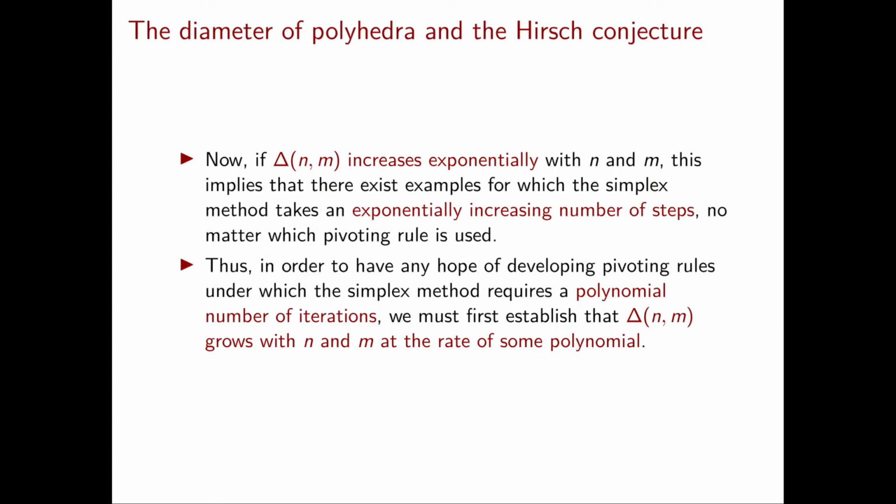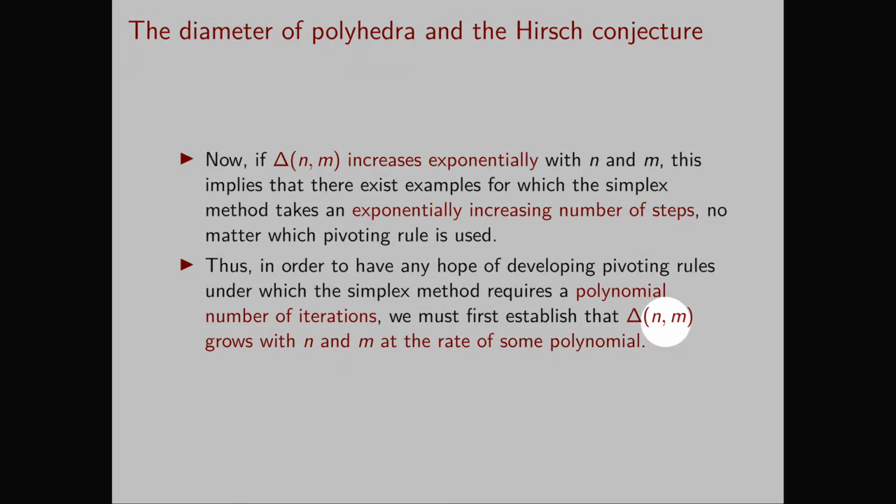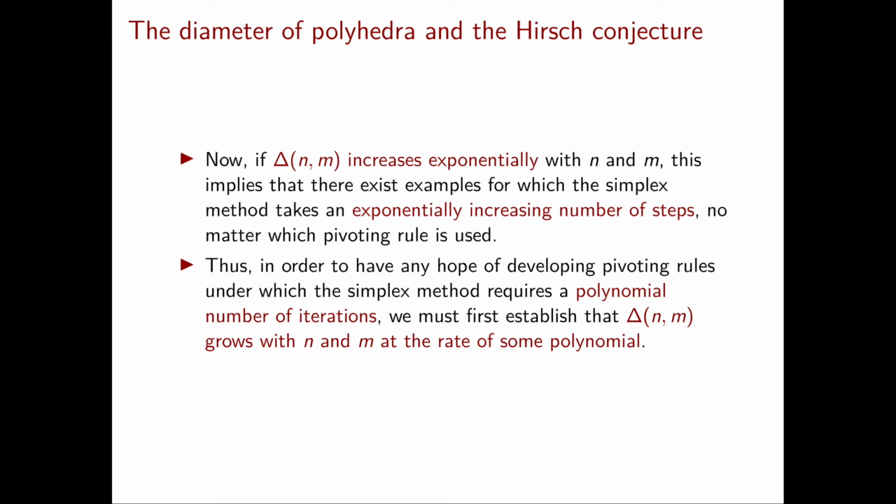Now that we've defined delta, we can easily relate this concept with the number of steps taken by the simplex method. In fact, if delta(n,m) increases exponentially with n and m, then there exists an example for which the simplex method will take an exponential number of steps no matter which pivoting rule is used. So if there exists a pivoting rule which always takes a polynomial number of steps, then delta(n,m) must only grow as a polynomial with respect to n and m.